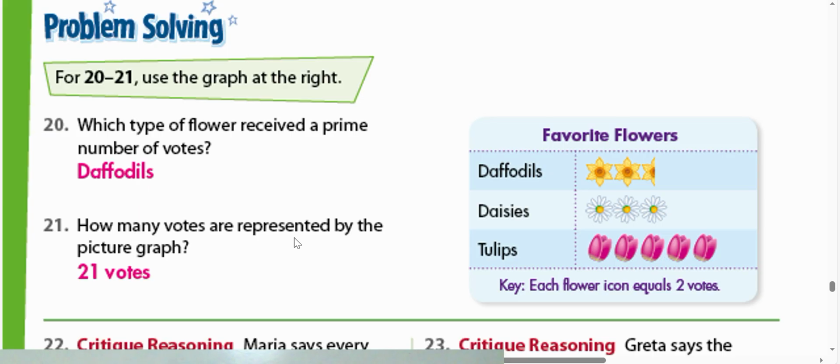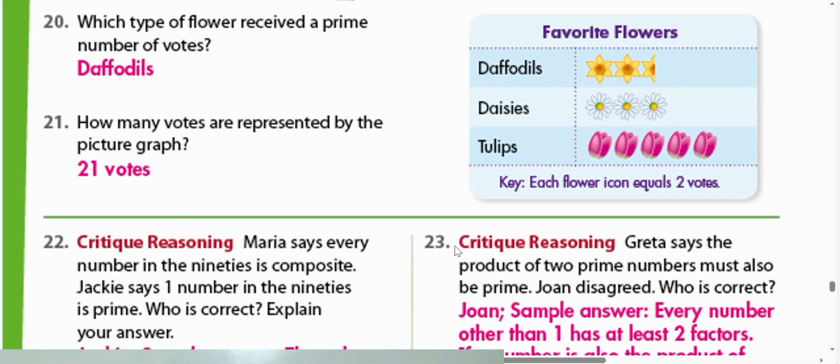How many votes are represented by the picture graph? We can count: 2, 4, 5, 7, 9, 11, 13, 15, 17, 19, 21. The total number will be 21 votes. We can add them because each picture refers to 2 votes.